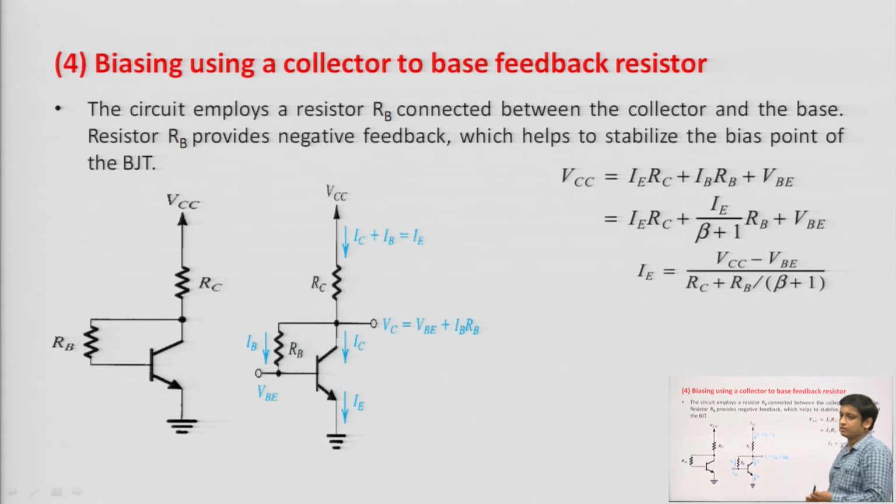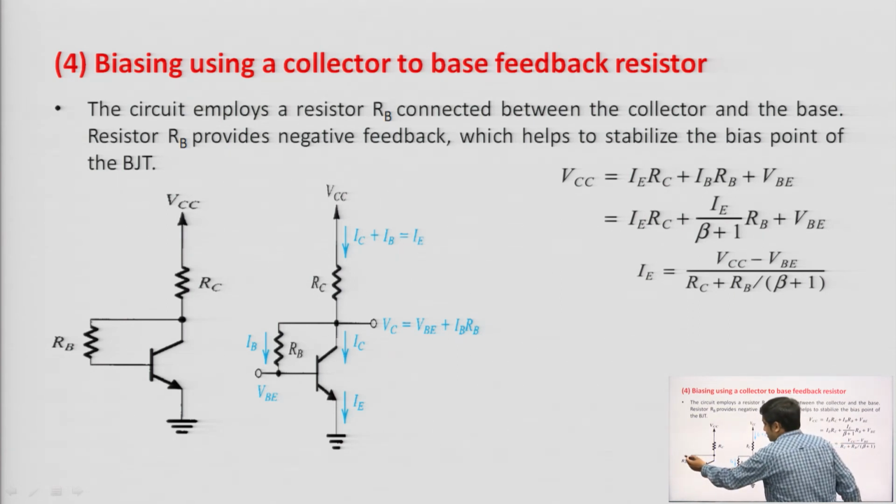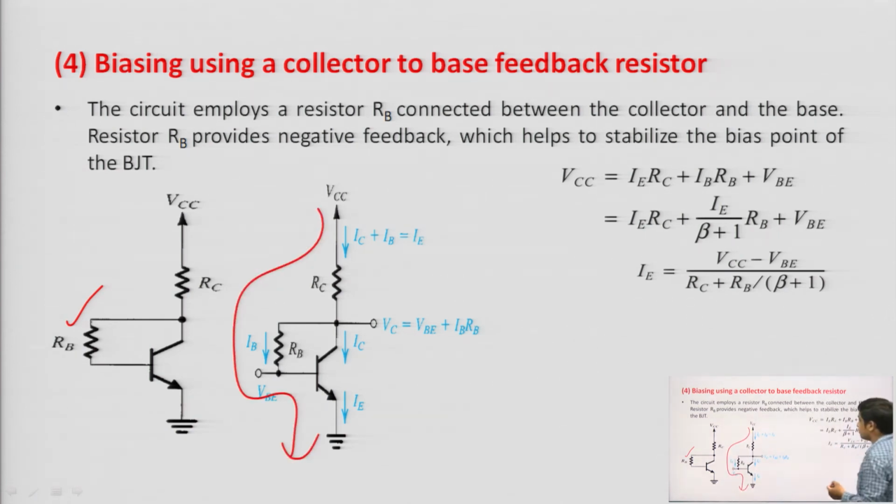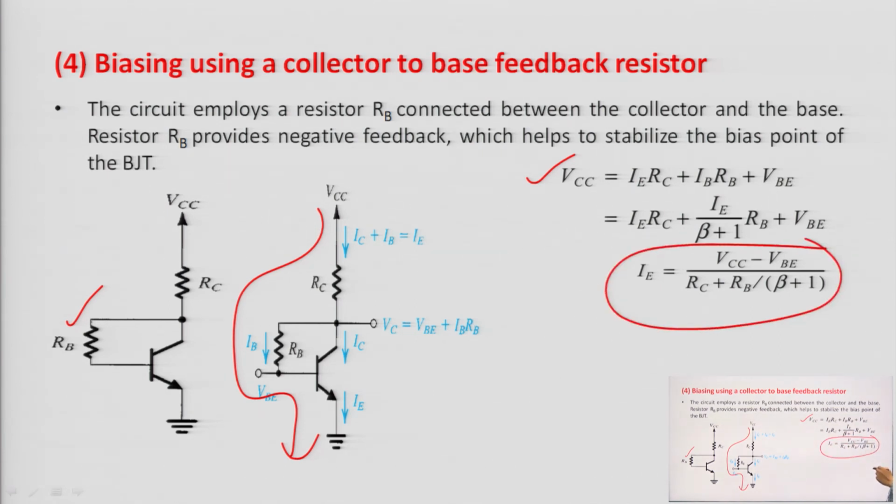Next one is biasing using a collector to base feedback resistor. In this technique we connect a resistance in between base and collector, fine, and simply we can apply again KVL in this loop, and we will get this equation of VCC, fine, and from here, just rearranging the terms, we will get the emitter current IE. Now again we can see how to make this emitter current IE insensitive to VBE and beta. Why insensitive to VBE and beta? Because VBE is temperature dependent. If IE is insensitive to VBE, then it will be insensitive to temperature also.